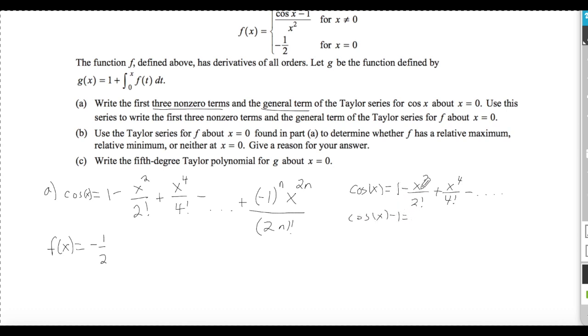It's going to be equal to, I'm going to subtract 1 from this, but that's easy to do. It'll leave me with negative x squared over 2 factorial plus x to the 4th over 4 factorial, because I subtracted that 1 basically to the side. I'm trying to build out this formula up here.